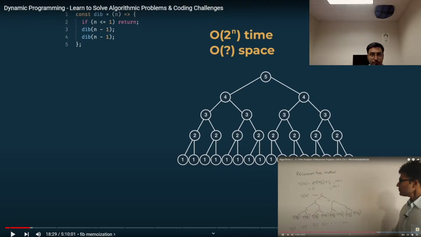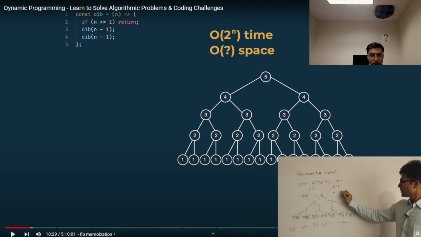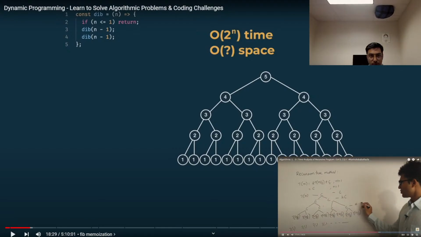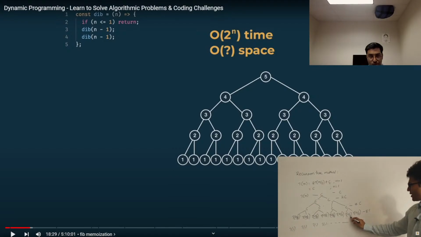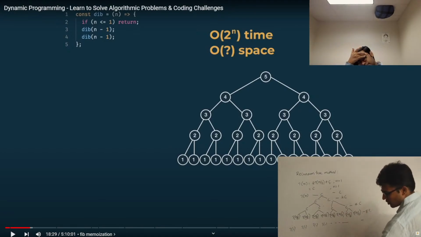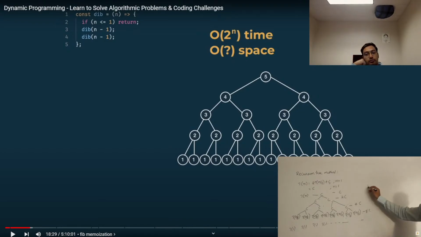Now how much work is done at this level? C work. How much is the total amount of work done at this level? 2 into 2, which is 4 into C. So at the last level, how much work is done? When it is T of n by 8, the work done is 8C, isn't it? At the last level, how can you write it as n by something? T of 1 is nothing but T of n by n, right? So when it is T of n by 8, the total work done is 8C. When it is T of n by 4, the total work done is 4C. When it is T of n by n, the total work done at this level will be nC, right?